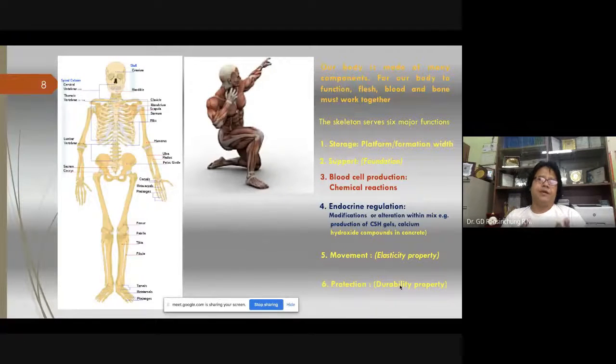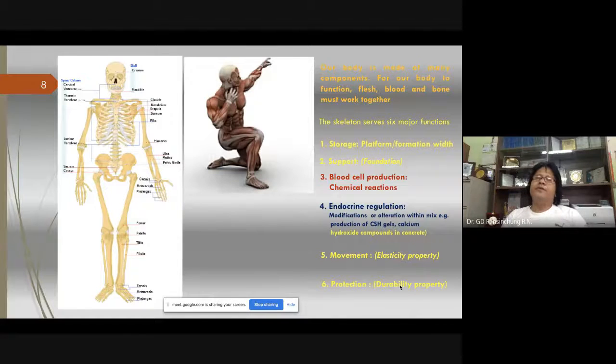Then we have blood cell production in the human being. But in terms of a concrete pavement, it is the chemical reactions that take place when cement grain is in contact with moisture, and endocrine regulations. I compare this with modifications and alterations within the mix, for example the production of calcium silicate gels and calcium hydroxide compounds in concrete.